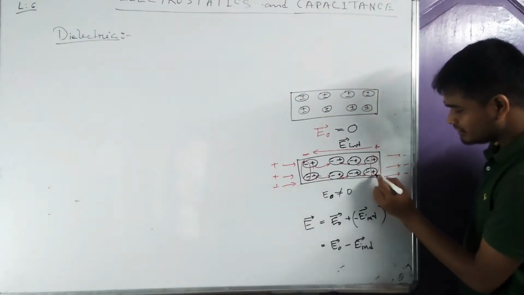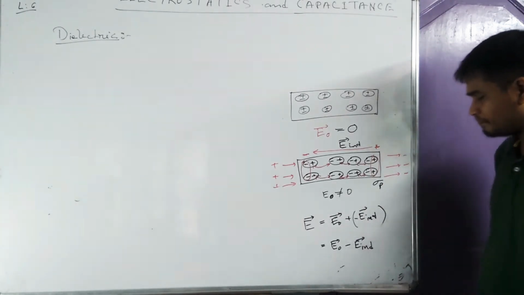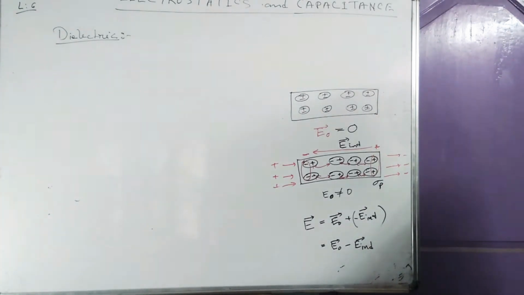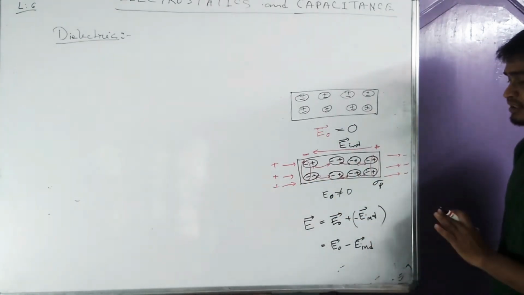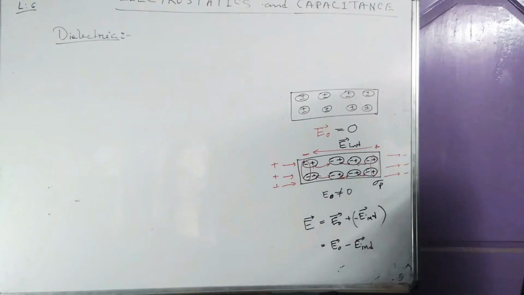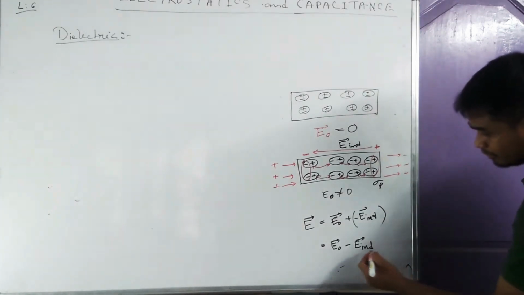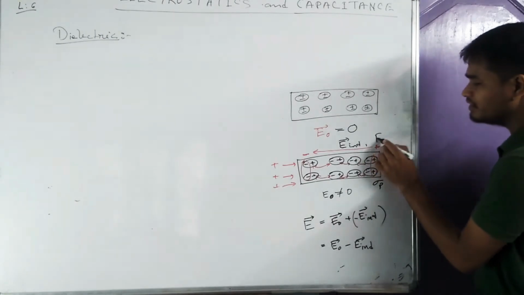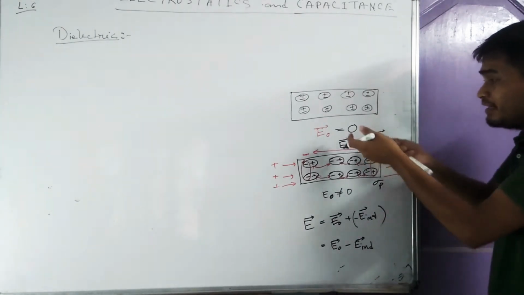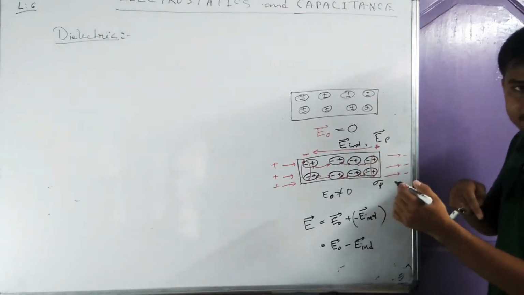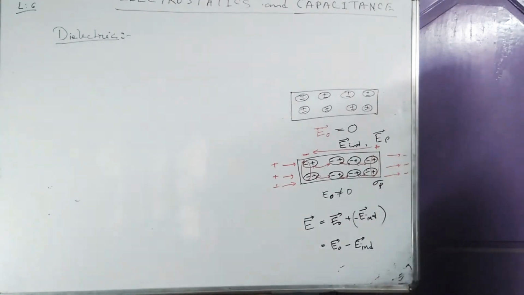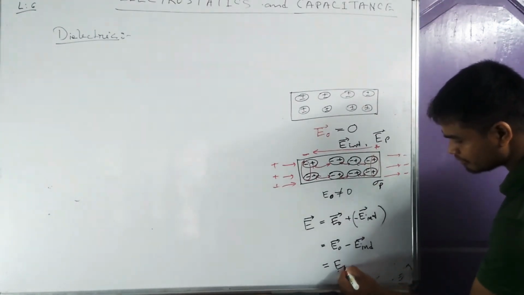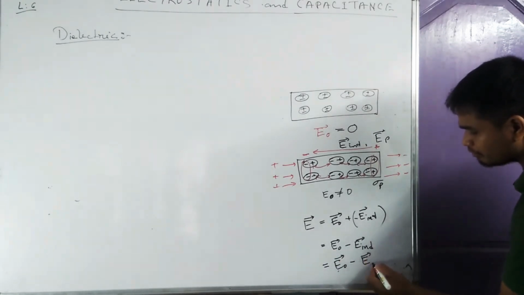Okay, these are the surface charges. If sigma p is the surface charge density of the dielectric, that is here, this is sigma p, and this is also the same. So let us consider sigma p is the surface charge density of the dielectric. Clear? Then we can also write E induced as E polarization. Why is E induced created? Because of polarization. Therefore, we can say E induced is the same as E polarization. So we can write E naught minus E polarization.